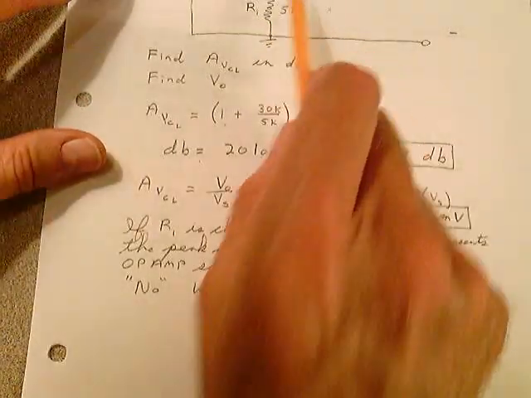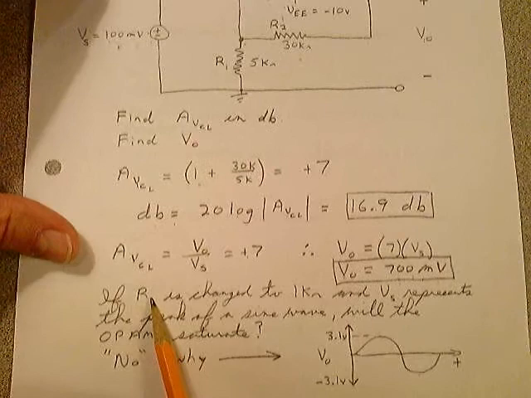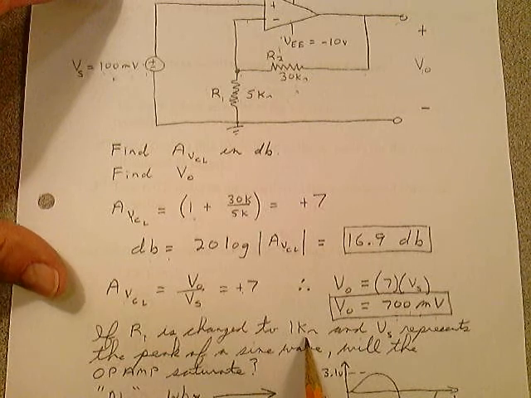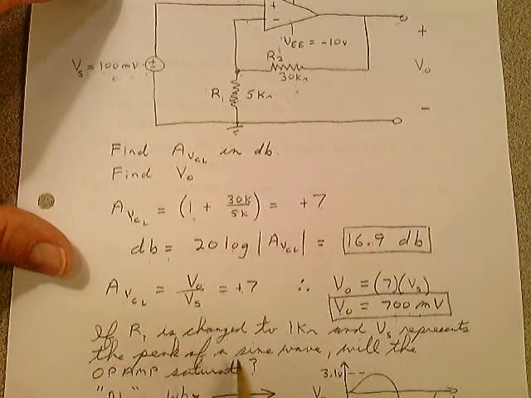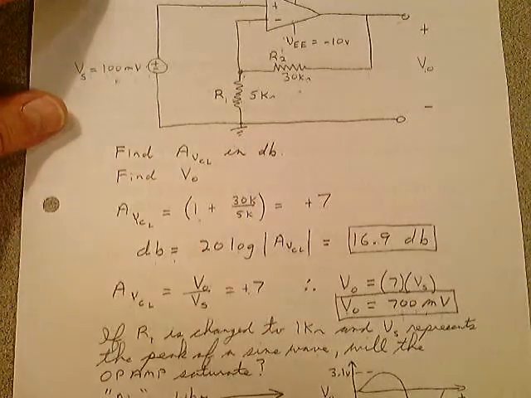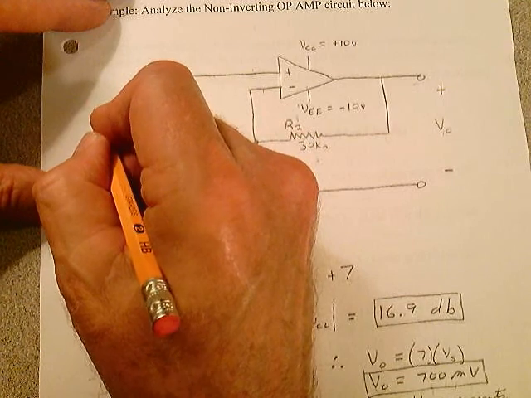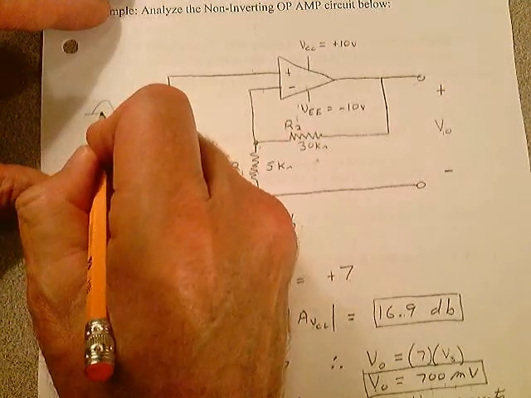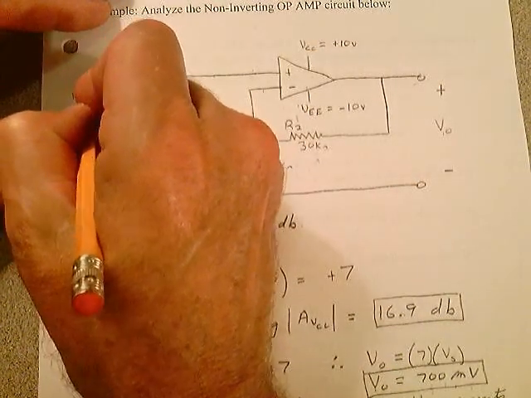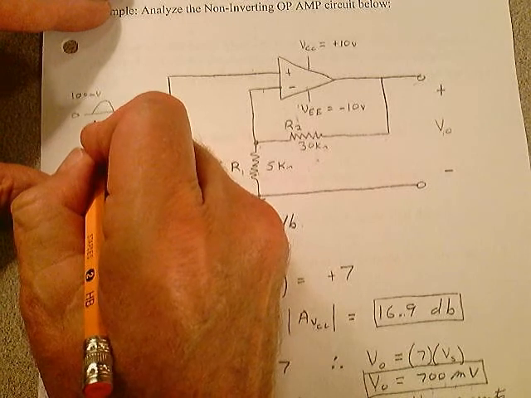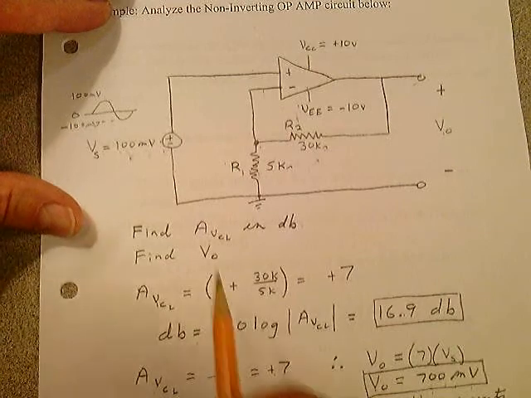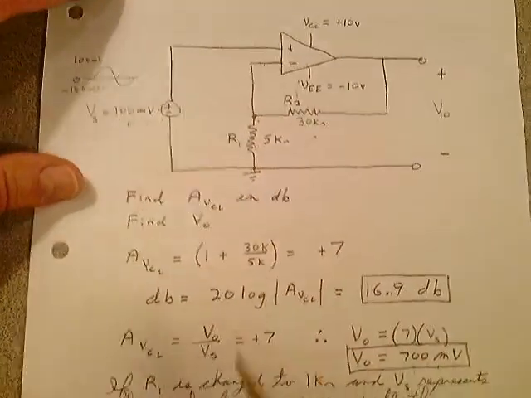Let me add a little dimension to this, though. If the value of R1 up here is changed to a 1K ohm resistor, and Vs represents the peak of a sine wave. Remember, we did this before. Let's pretend that's just the peak of a sine wave. In other words, we have a sinusoidal waveform. It goes up like this, and it goes down. It's at 0 volts, and it goes up to a plus 100 millivolts peak, a tenth of a volt, and it goes down to a minus 100 millivolts. That represents a peak, but we're going to change this R1 to 1K.